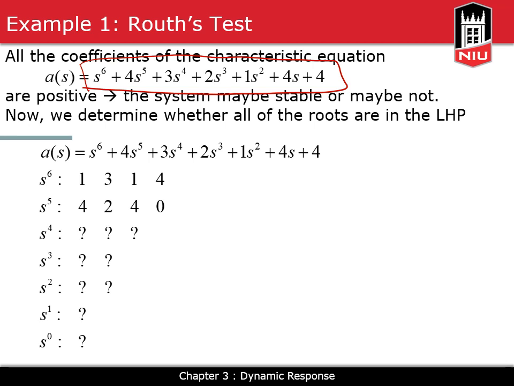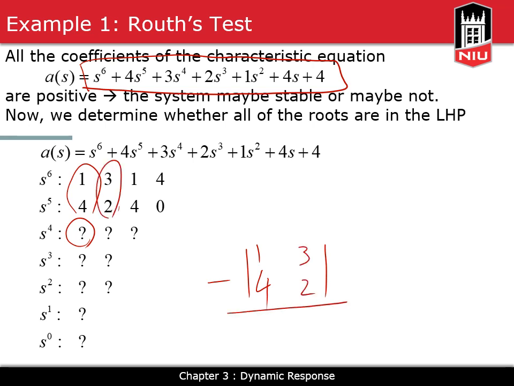The one here, for example, using our formula, would be equal to the negative of the determinant: first column in the two rows above, so 1 and 4, then the next column in the two rows above, 3 and 2, divided by the first term in the row above, which is 4. So the determinant is 2 minus 12, that's negative 10. Negative of that is positive 10, so this is 10 over 4.